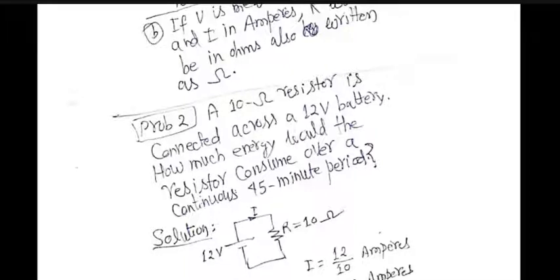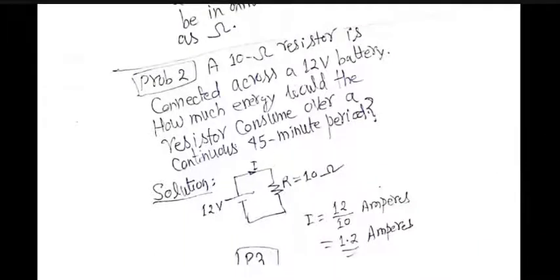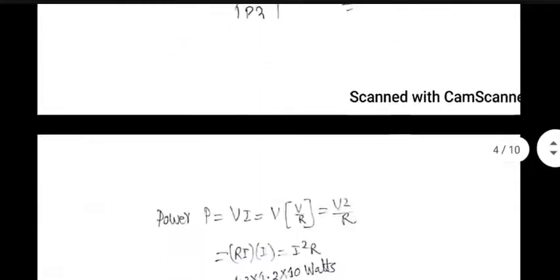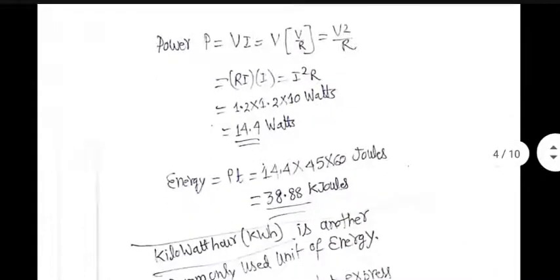12 volt divided by 10 ohm gives you 1.2 amperes, and I square R is the formula for power dissipated. So 1.2 into 1.2 into 10. That gives you 14.4 watts, and multiplied by time in seconds, 45 into 60, that gives you the energy in joules. I have given the answer in kilojoules. Joules is a very small number.